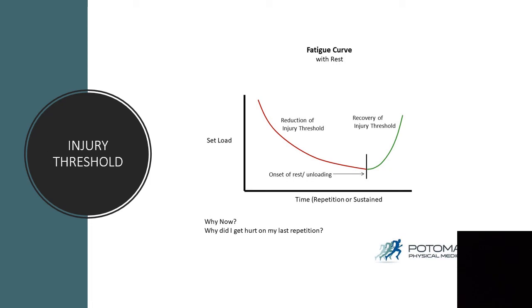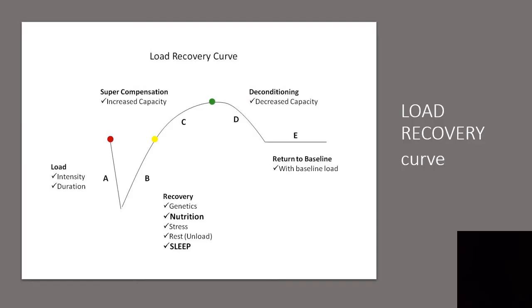And if we look here on this graph, set load over time, why did I get hurt on my last repetition? Well, the answer for most of us is we didn't. This was starting to reduce our injury threshold and reduce our capacity over time until we exceed the capacity of the tissues and we sustain an injury, sprain, strain, or even more significant injury.